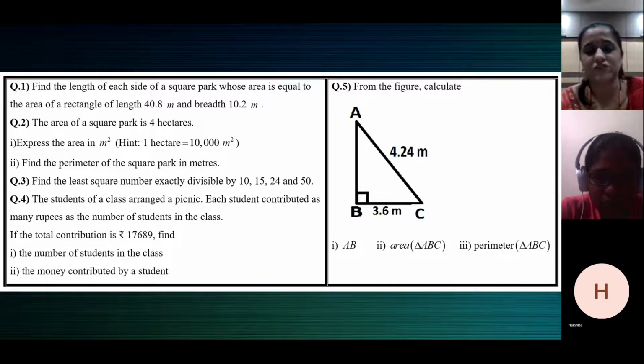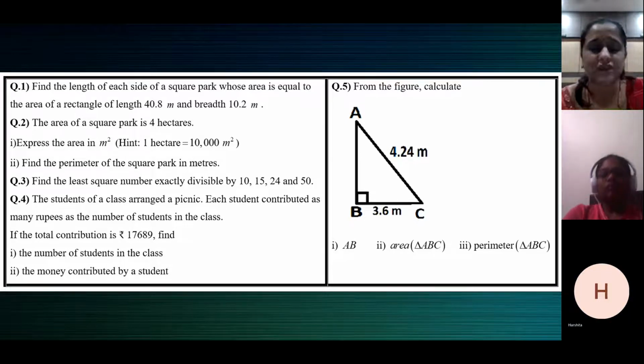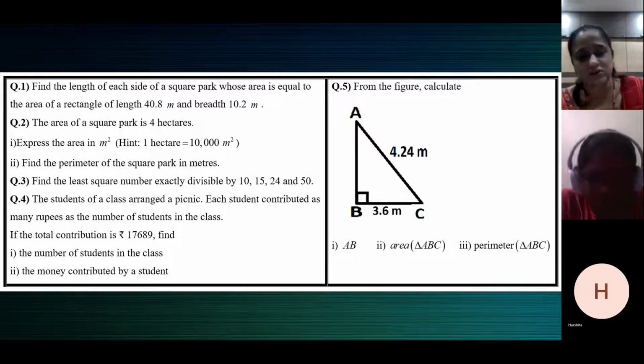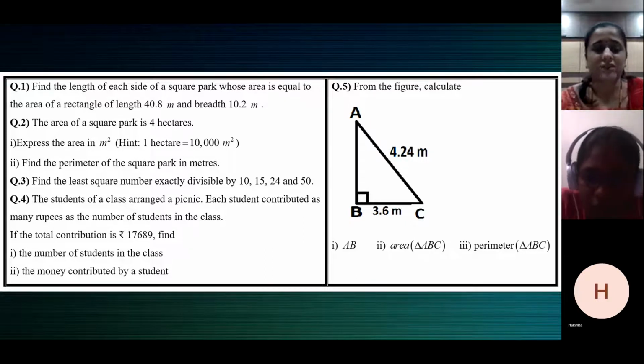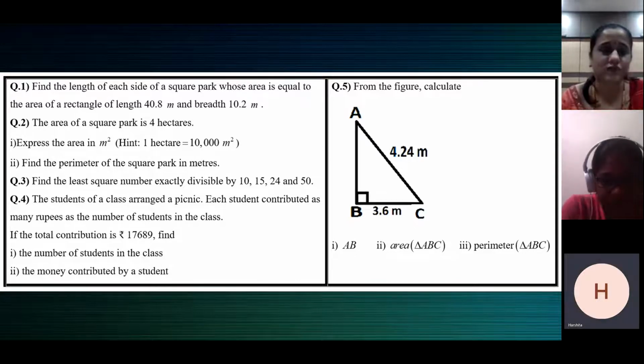The dimensions of which figure is given to you? Ma'am, the rectangle. The length and the breadth of the rectangle is given to us. With the length and the breadth of the rectangle, can you find the area of the rectangle? Yes, ma'am.